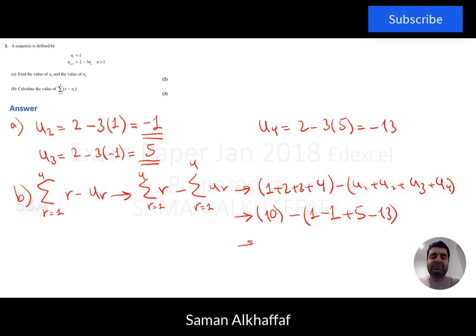So to simplify this expression, we will have 10 minus 8. So that will give us the value being 18. In this scenario, we will have these two disappearing, and we will be left with the answer being minus 18 for part B.